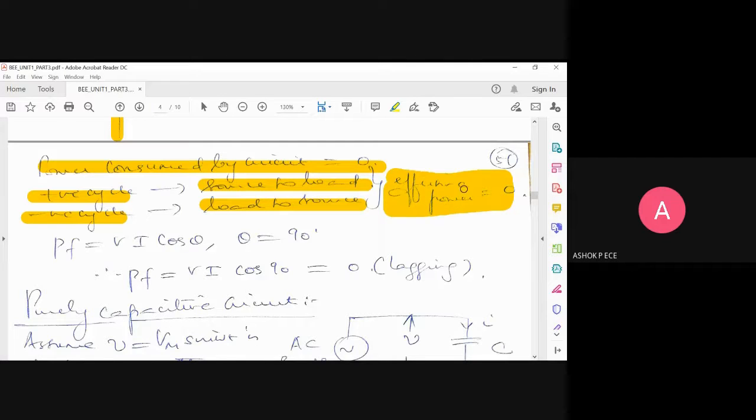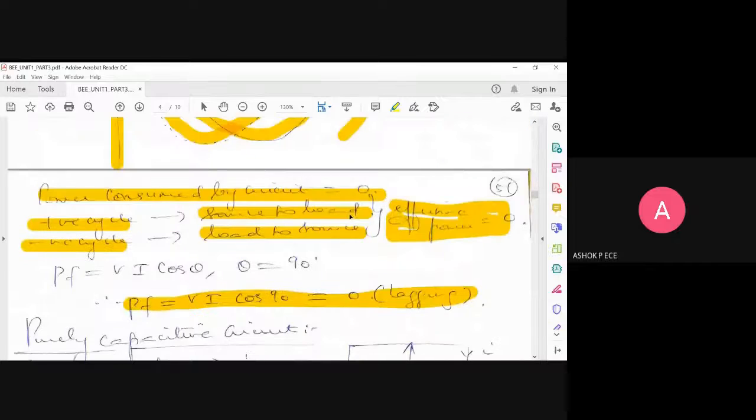That's why for an inductor, the power is VI cos theta, where theta is 90. So it is cos 90, or zero. The power factor is zero for an inductor. Power factor zero means it does not dissipate power. It stores and transfers power from source to load or load to source. This happens periodically. During the positive half cycle, the source will supply power. During the negative half cycle, the inductor will supply power to the source so that the power is balanced completely. Is the behavior of the inductor clear?